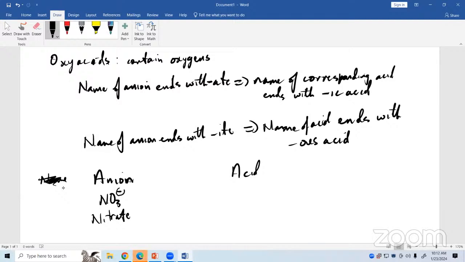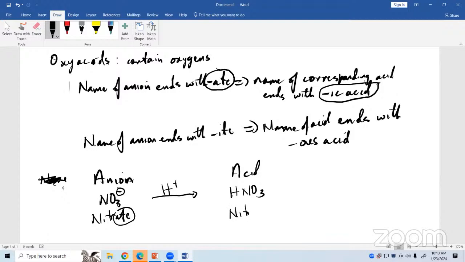Now, to get the formula for the corresponding acid, whatever the number of negative charges here, you have to add the same number of hydrogen ions, right? So in this case, you have one negative charge. You add one hydrogen ion to it, and you get the formula for the corresponding acid. All right? So how does that change the name? Remember what we said here. If the name of the anion ends with ATE, then the name of the acid ends with ic acid, right? So in this case, this ends with ATE, the nitrate. So the name of the corresponding acid is nitric acid.